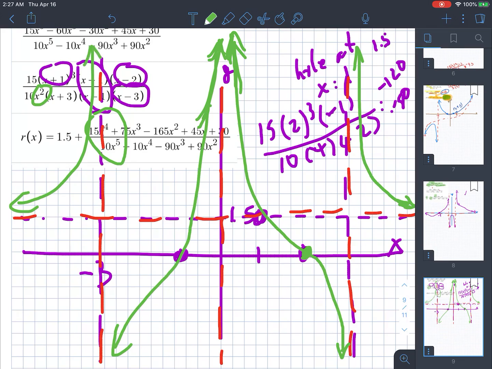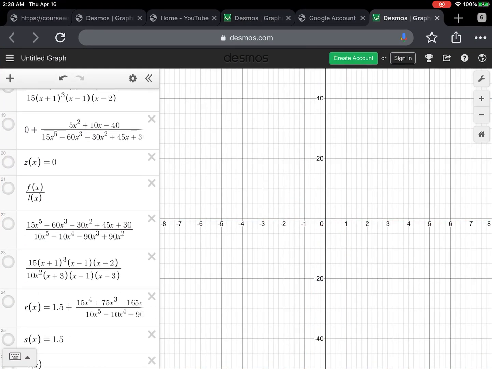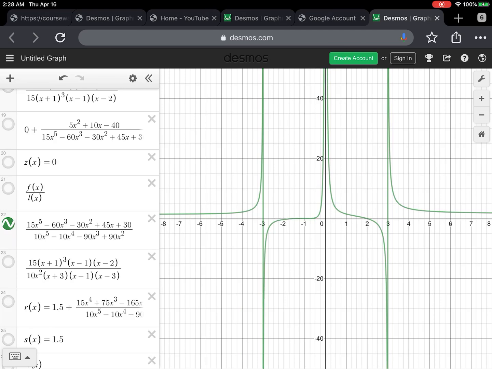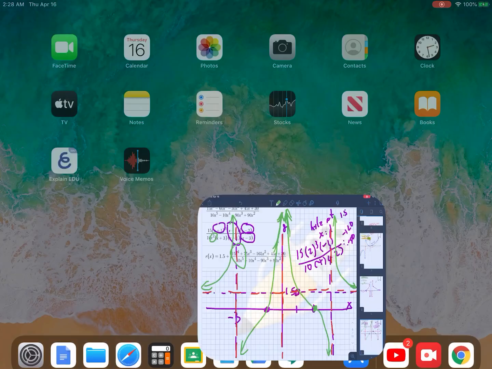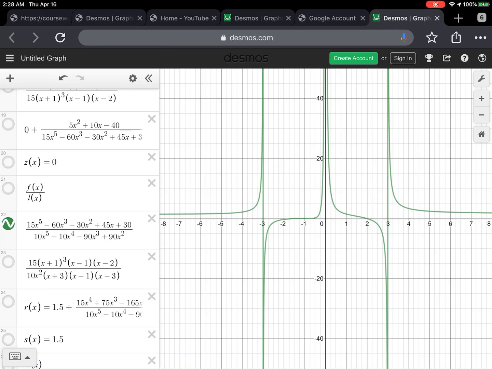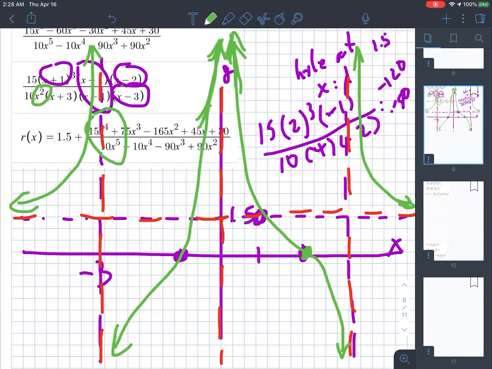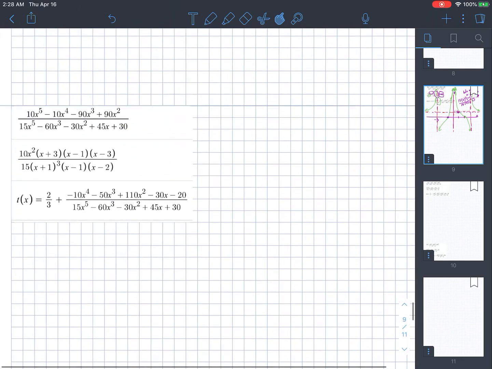Not too hard. Let's check out Desmos. See what theirs looks like. Yeah, looks pretty similar. Let's look at mine. Oh, way nicer. Way nicer. Alright, I think I might try to go do another one on this video. 5th degree over 5th degree. Let's go fast.